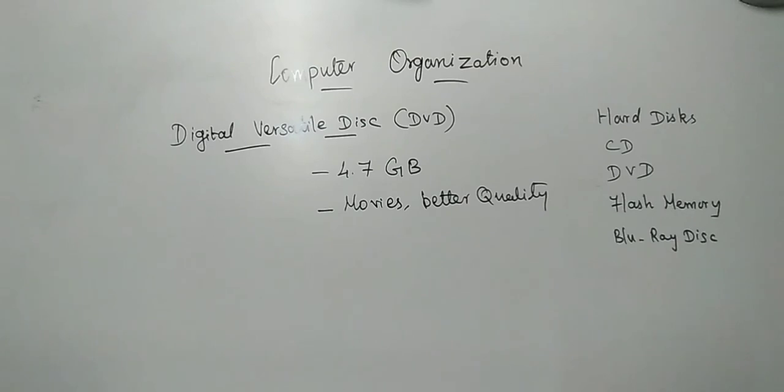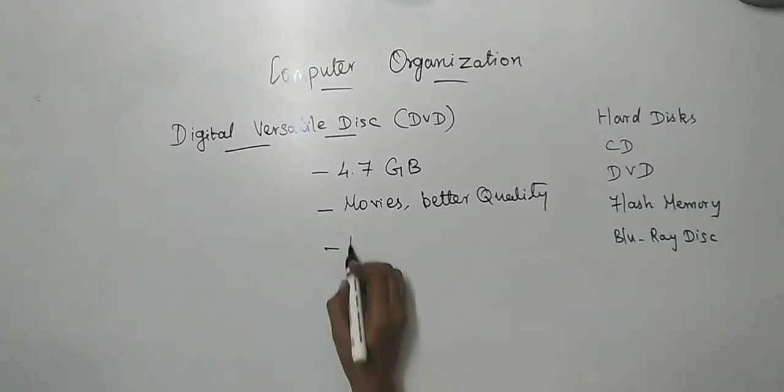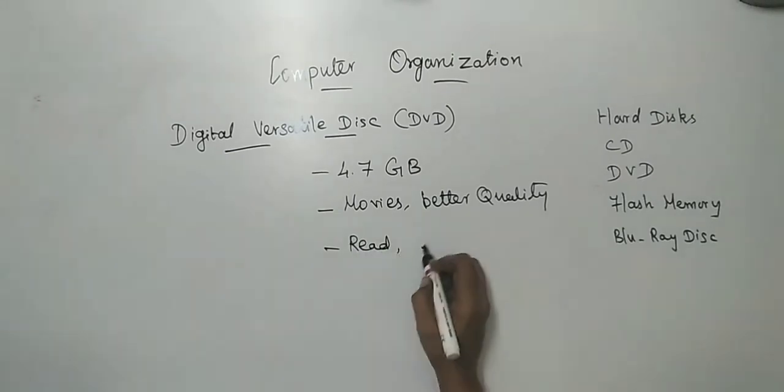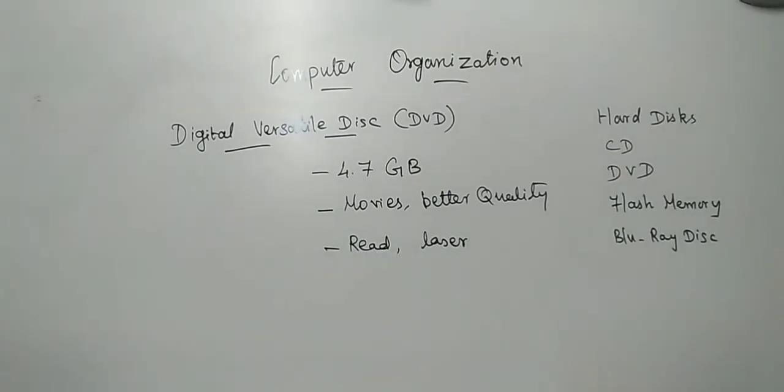Here also, to read the information, DVDs use laser light. Similarly, the disc can have one or two sides, or one or two layers, to store the data. Based upon the number of sides and the number of layers, we can tell how much data it can store.